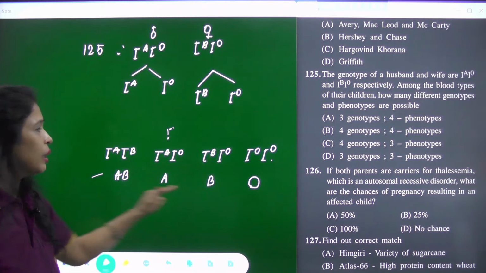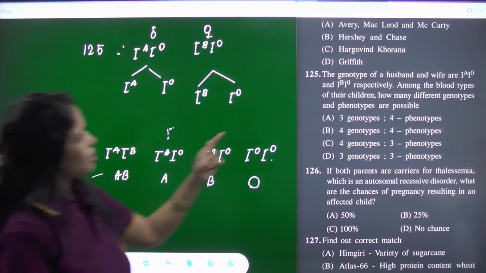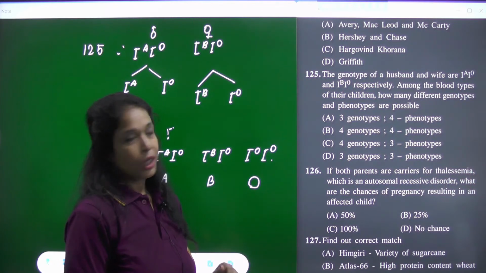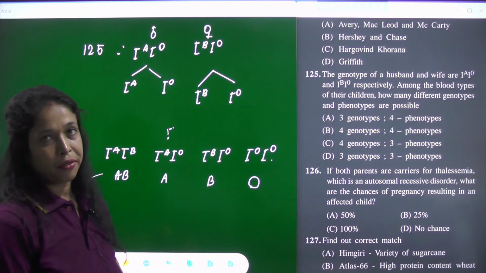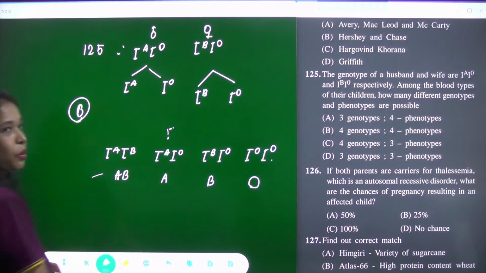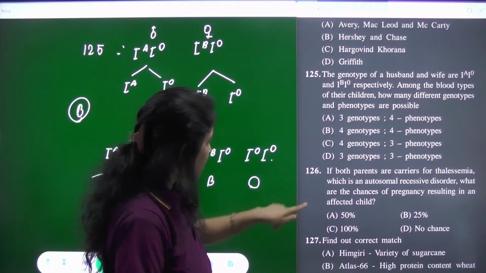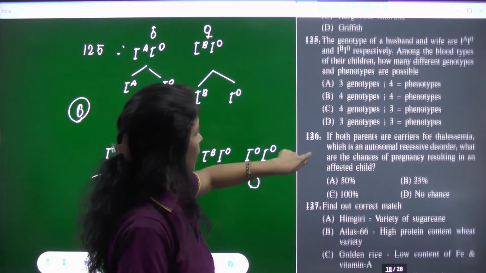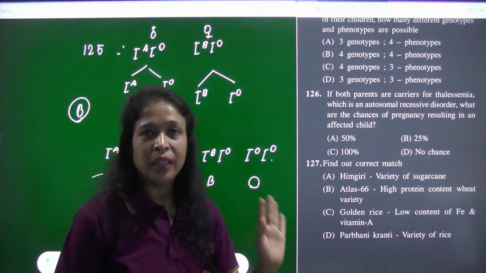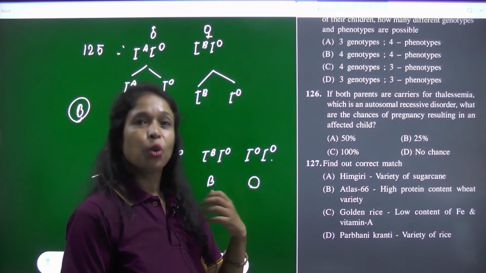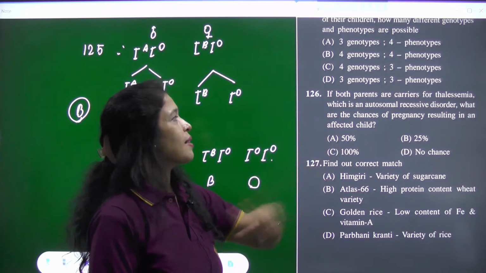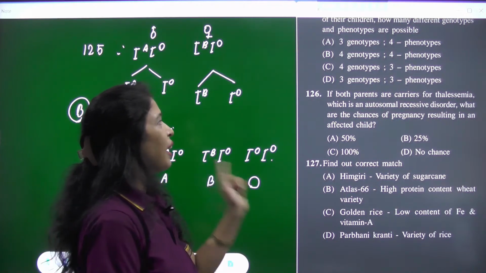So how many genotype? 4. How many phenotype? 4. So what will be the answer? This is second option. 4 genotype and 4 phenotype. For the question 125, right? I know all you did correctly. No chance of doing mistakes. अच्छा, next में क्या है? Both the parents are carriers for thalassemia, one of the autosomal recessive disorders, है ना? Yes. What are the chances of pregnancy resulting in an affected child?